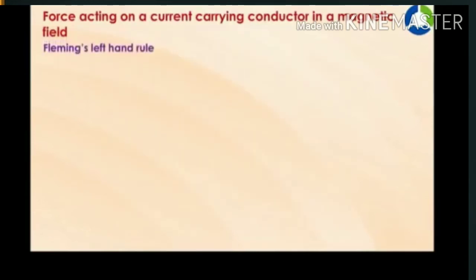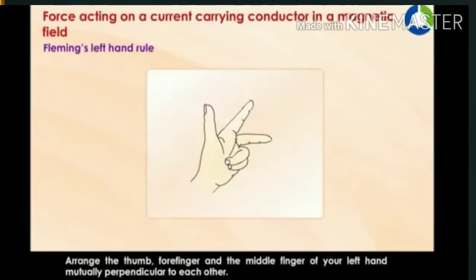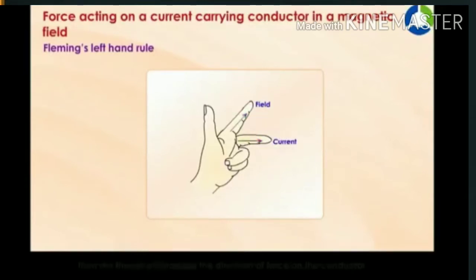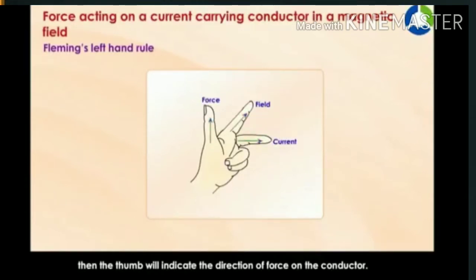Fleming's left-hand rule. Arrange the thumb, forefinger and the middle finger of your left hand mutually perpendicular to each other. If the forefinger indicates the direction of the magnetic field and the middle finger indicates the direction of current, then the thumb will indicate the direction of force on the conductor.